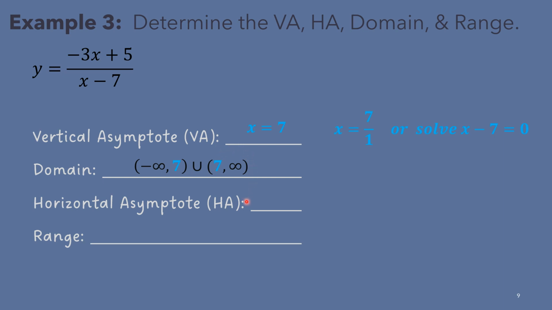We're now going to determine that horizontal asymptote by looking at the coefficients of those terms, the negative 3x over x, because they have the same degree. That'll be negative 3 over 1, so y equals negative 3 for the horizontal asymptote. That value breaks up the range, bottom to top, negative infinity to negative 3, union negative 3 to positive infinity.